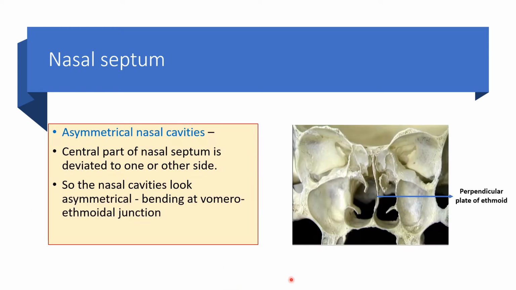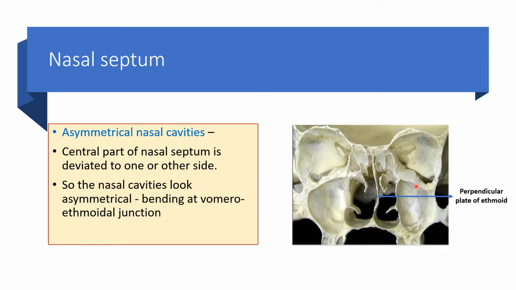The two nasal cavities are not symmetrical. They are asymmetrical as the central part of the nasal septum is deviated to one or the other side. So, the nasal cavities are asymmetrical. One explanation for this is that there is bending at the vomero-ethmoidal junction. Because of that, the septum is deviated to one or the other side.